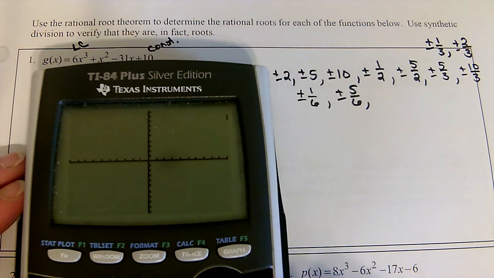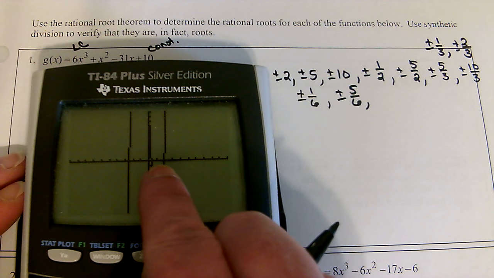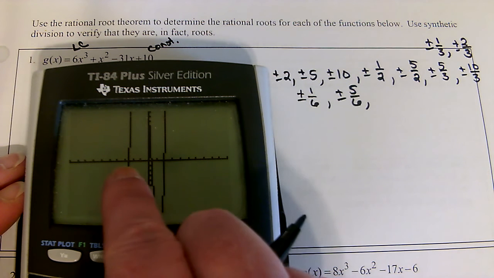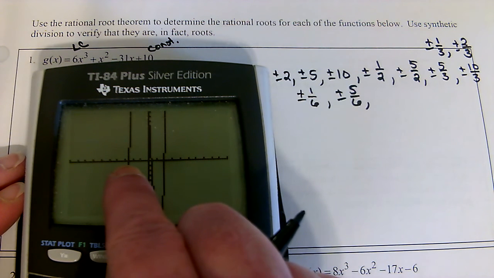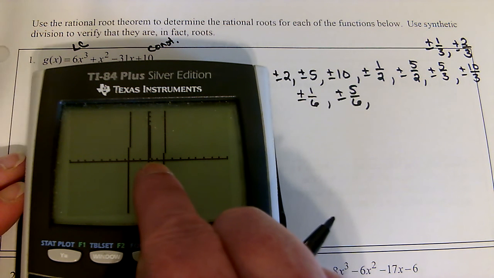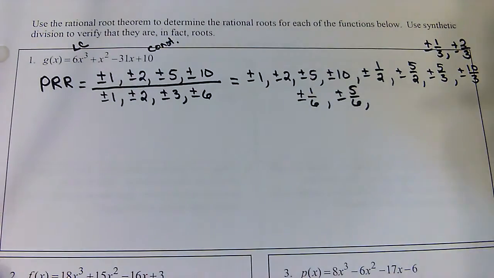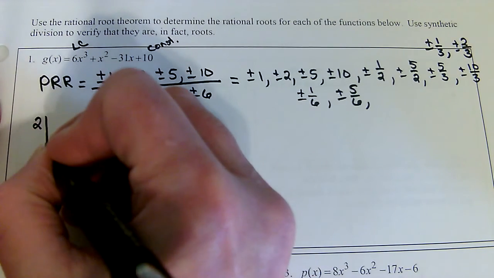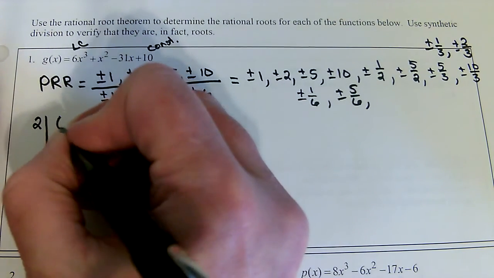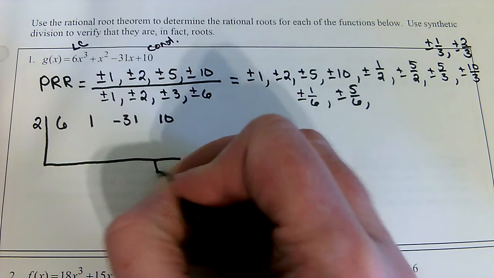I'm going to look at the graph. Do I see any good ones? Ooh, that's a fraction. I see a good one over here at 2. So it looks like we have something between -1 and -2, between 0 and 1, and then at 2. So I know I've got one at 2. That's awesome, because I can use 2 to shrink this down into something more manageable.